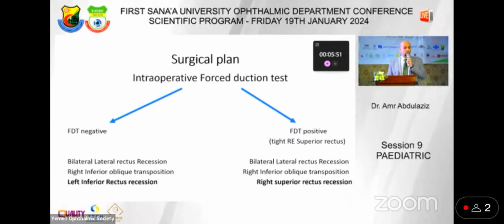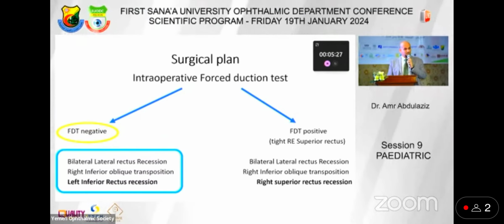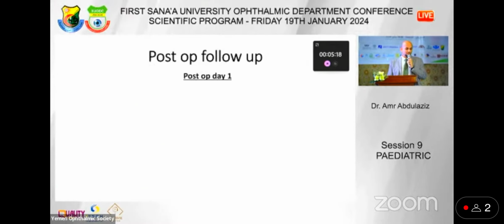So usually we do an intraoperative forced duction test. If the patient has a tight superior rectus in the same eye, then I will do right inferior oblique recession with superior rectus recession. But if FDT is negative, then I will do inferior oblique recession and contralateral inferior rectus recession. And that is the case of my patient. He had FDT negative for superior rectus. So I did right inferior oblique weakening with left inferior rectus recession.